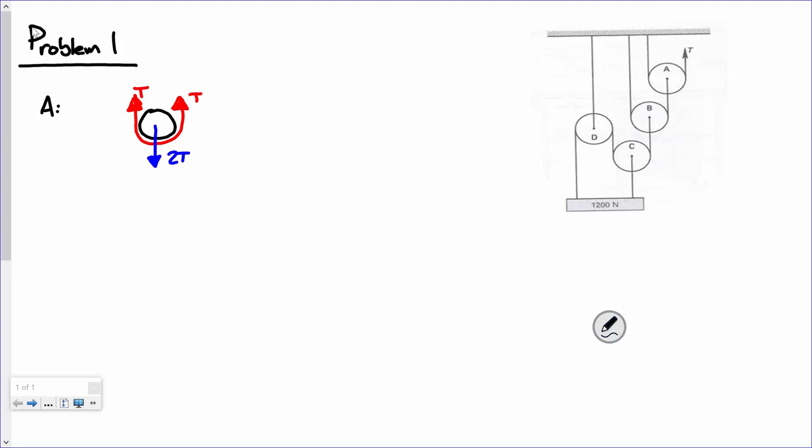Now we'll go to B. B, same deal, although follow it out, okay? So B going like that, and really what I've got is this rope going like so. What's the tension in that rope for B? 2T. So what's going down? There we go. Not too bad, right? All right, let's do C.